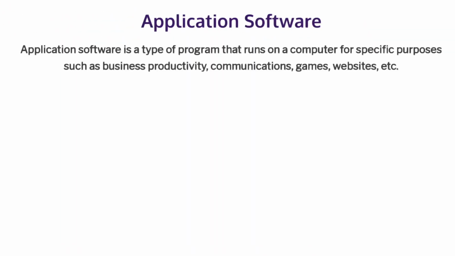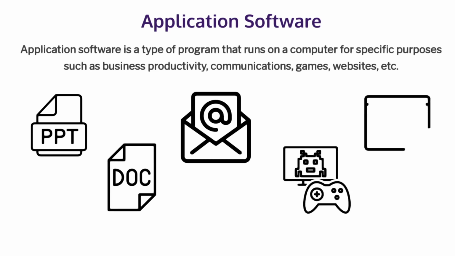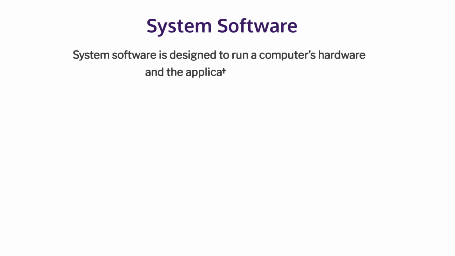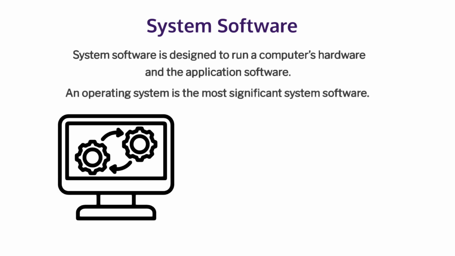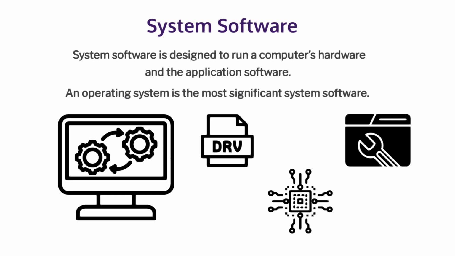Application software is a type of program that runs on a computer for specific purposes, such as business productivity, communications, games, websites, etc. System software is designed to run a computer's hardware and the application software. An operating system is the most significant system software. Other examples of system software are device drivers, firmware, utility software, etc.